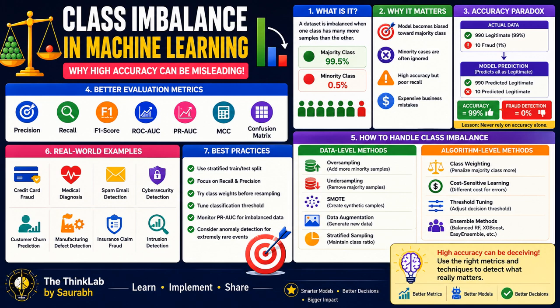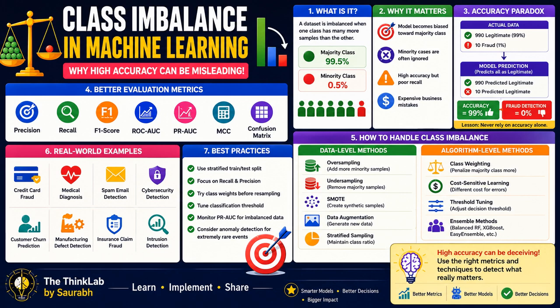Why is class imbalance such a serious problem, right? Because machine learning algorithms learn from the data, so when one class dominates the data set, the model naturally becomes biased toward the majority class. As a result, minority class examples are often ignored. This leads to poor recall and more false negatives. So the model will make expensive business mistakes, right?